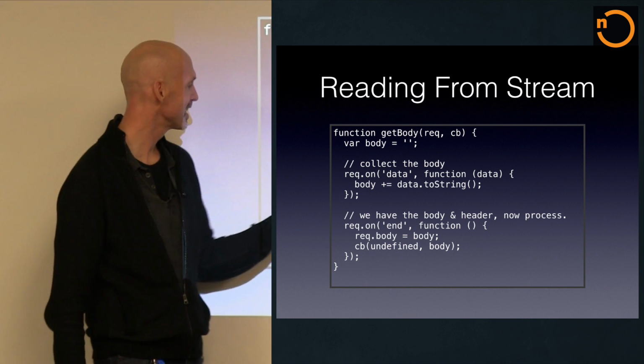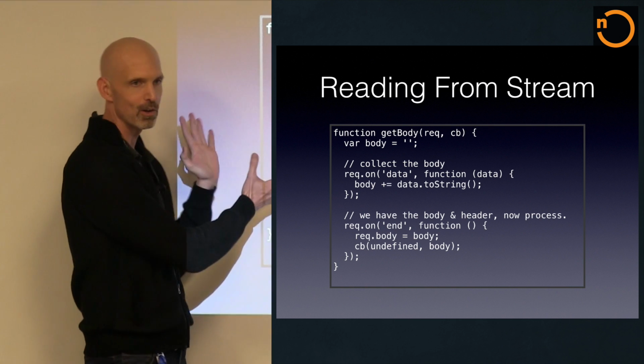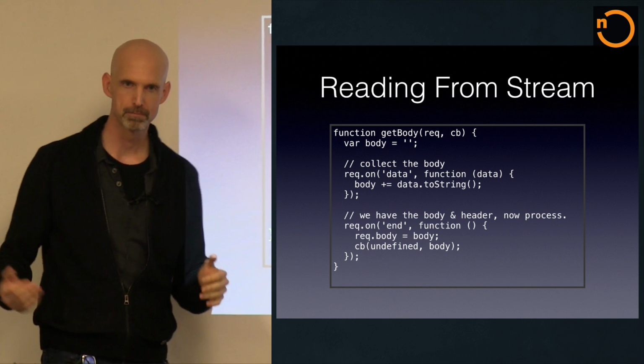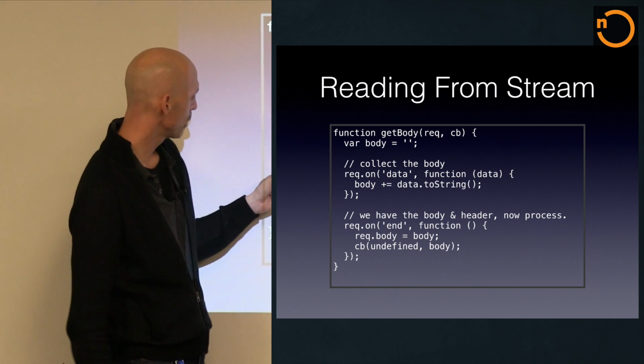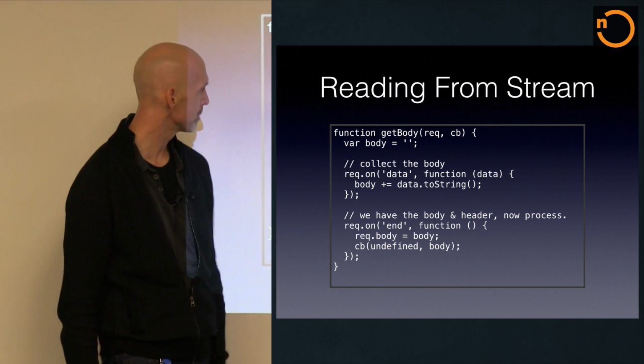And then we have an end signal. Again, these are illustrative. These are not all the events you would want to handle. This is just to give you a flavor and idea. So on the end event, we've got the body, and then we can have a callback and pass the body back.